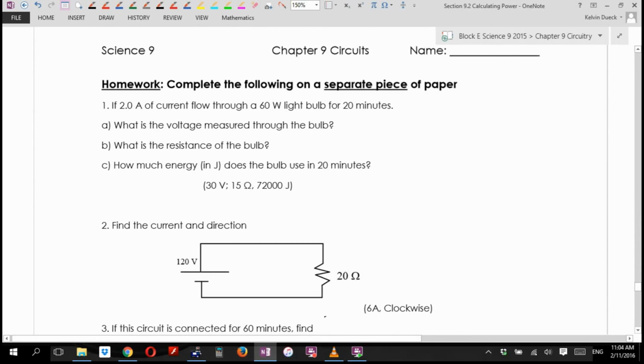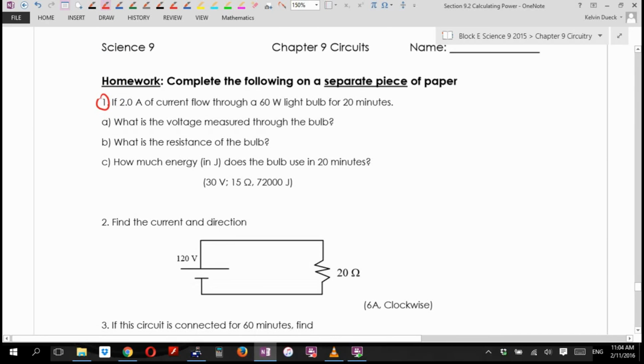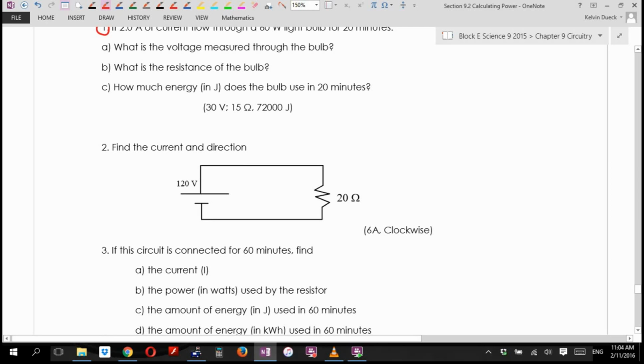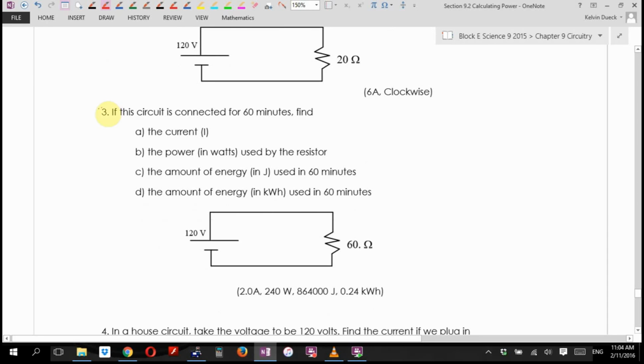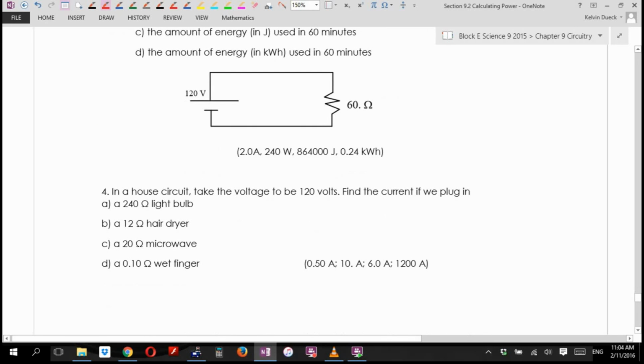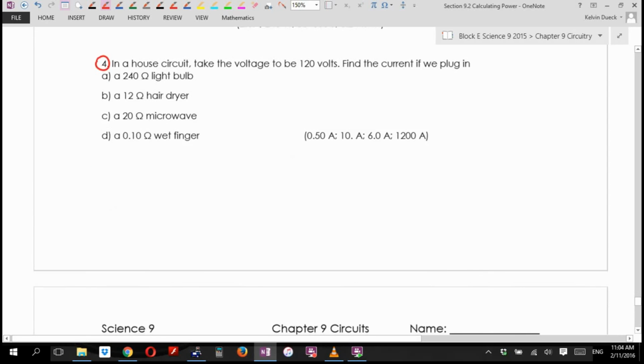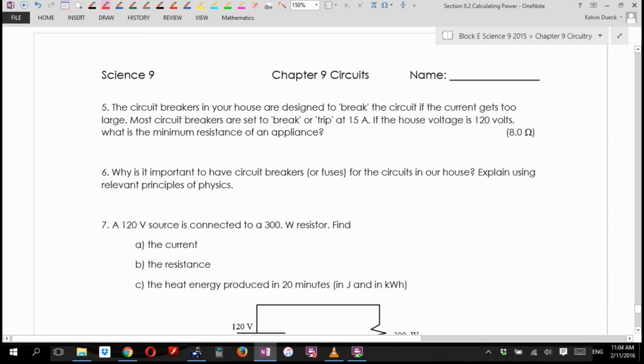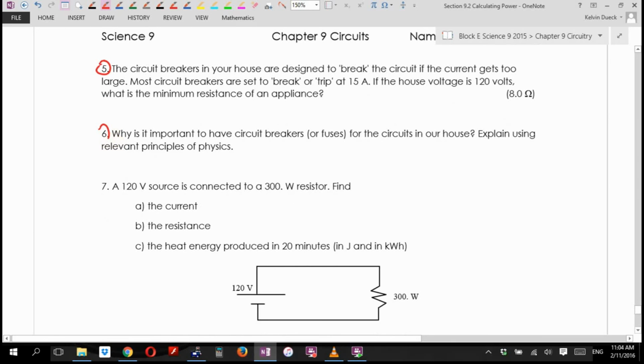On a separate piece of paper, right now, you can get a head start on number 1, number 2, number 3. I take that back. Can't do 3 yet. You can do number 4. You can do number 5. You can do number 6.